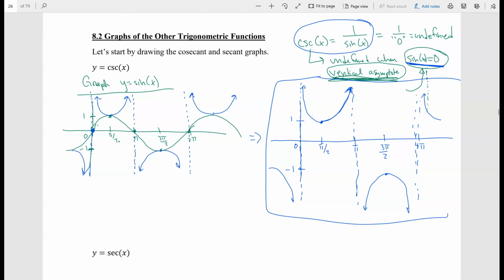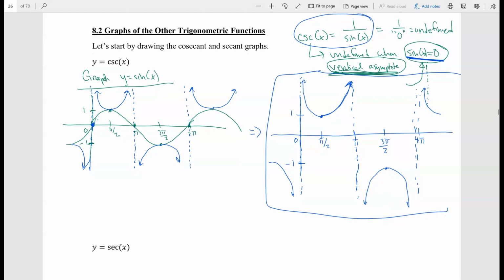So one of the things that you want to start off with is start off by graphing the sine function, then flip everything, locate wherever it's 0. That's where the asymptotes are going to be at, and then just flip the sine curve. And this is going to be basically the cosecant curve.